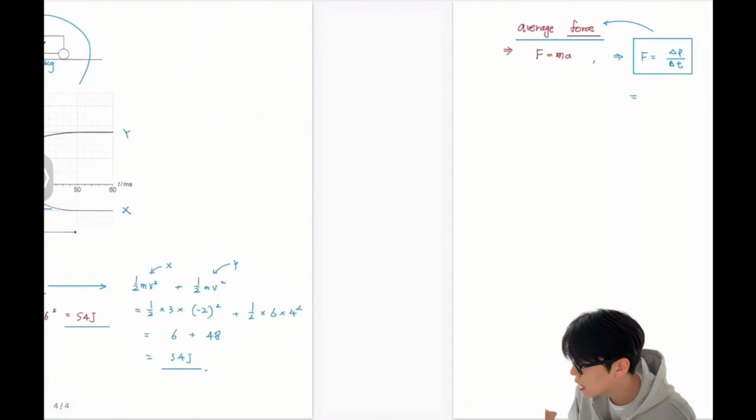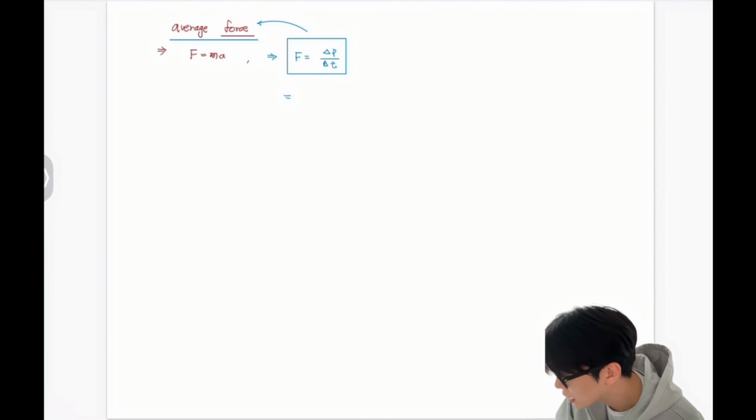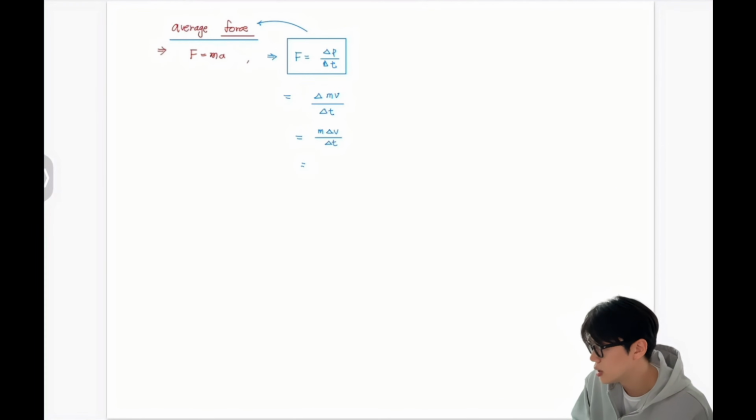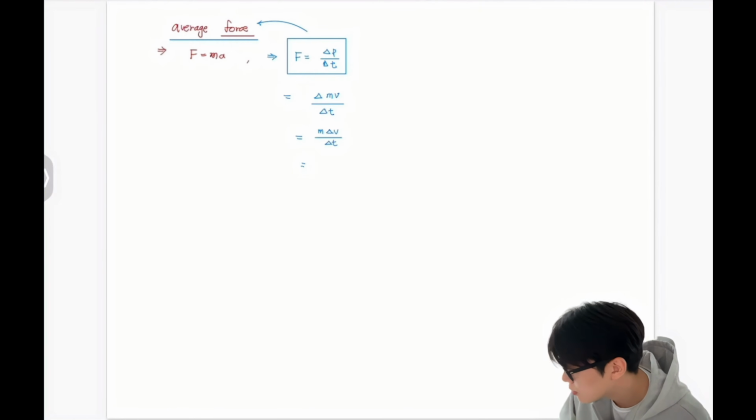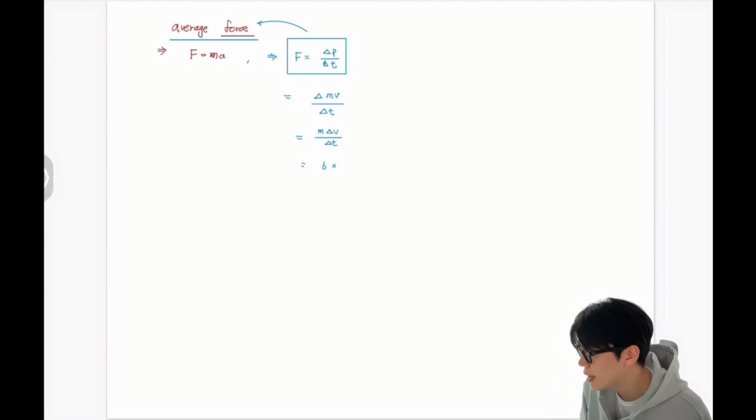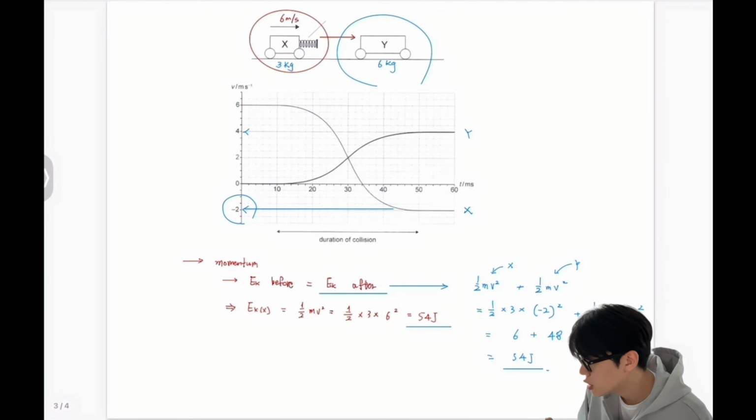And now we have to think about delta P over delta T. So for delta P, we have to change it to delta mv over delta T, and the only thing that changes is delta V. So we have to change the equation to something like this. And the mass of Y was 6 kilograms. And now we have to see the delta V.